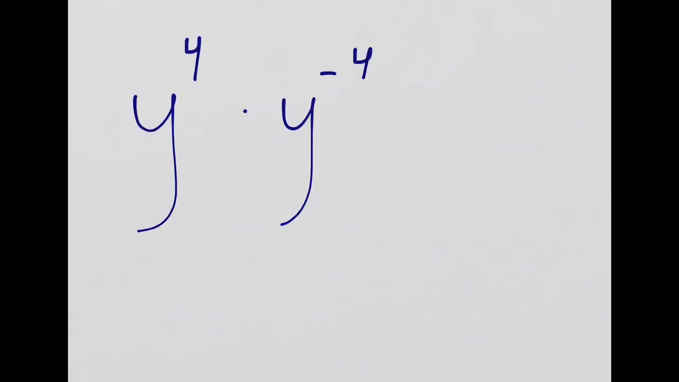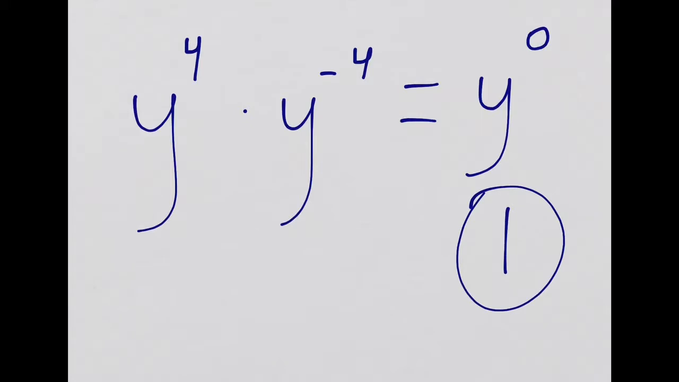If we want to get rid of our negative in the exponent, we put it on the bottom of a fraction. What about if we have y to the fourth multiplied by y to the negative fourth? When we add those exponents, we get 0. Anything to the power of 0 is always just going to be 1.